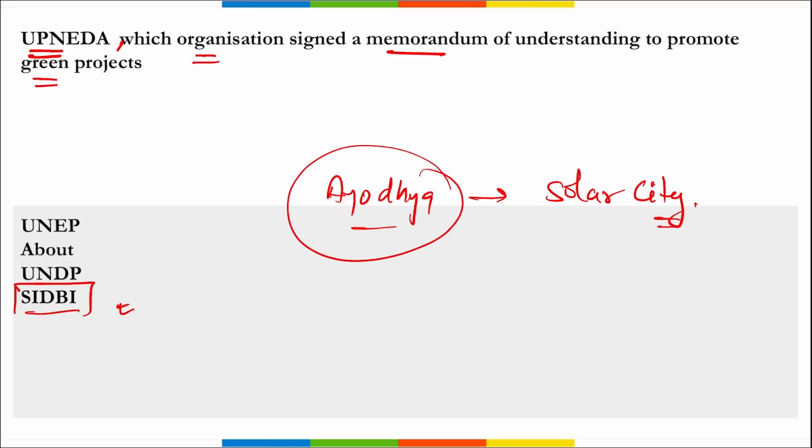Correct? Next, if we talk about SIDBI, who is the chairman and managing director here? Shiva Subramaniam Raman. And where is the headquarter? It is in Lucknow, Uttar Pradesh.